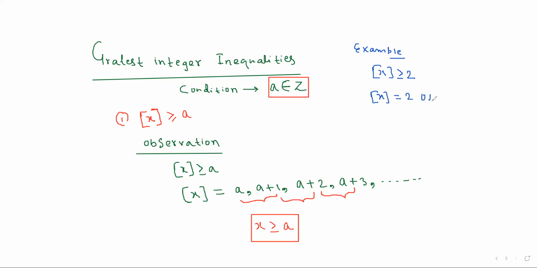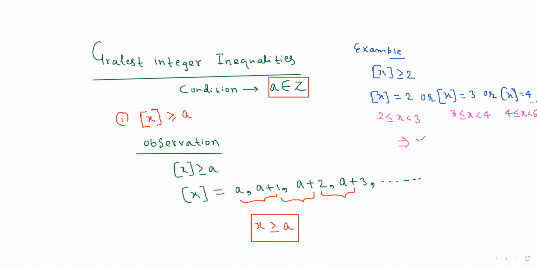Let's suppose x lies between 3 to 4, the answer will be 3. Let's suppose x lies between 4 to 5, the answer will be 4, and so on. Is it clear? Same thing: how do we get 2? x should lie between 2 to 3. How do we get 3? x should lie between 3 to 4. How do we get 4? x should lie between 4 to 5.